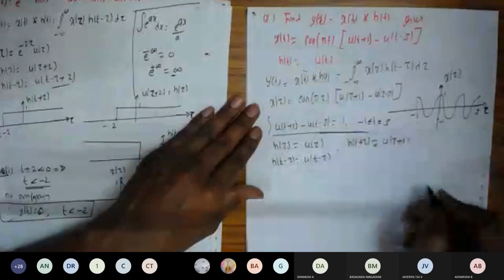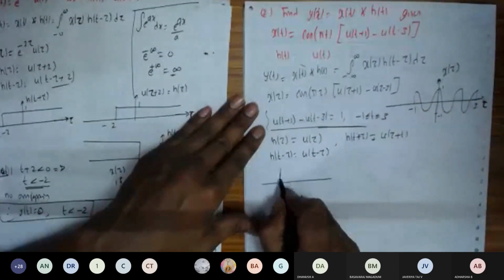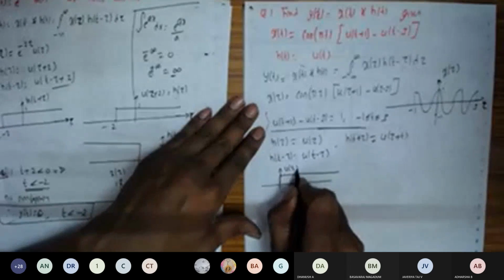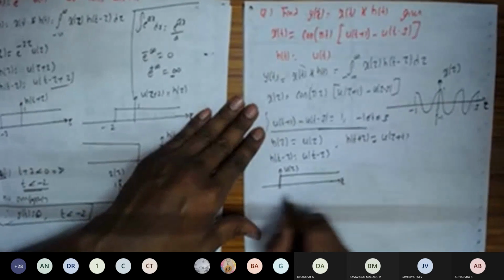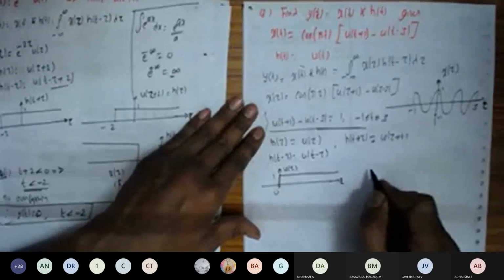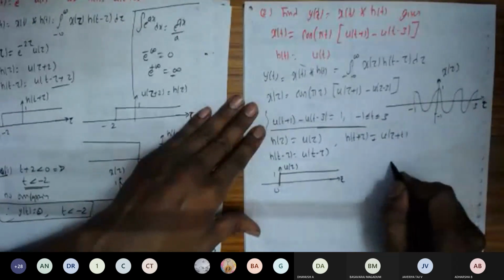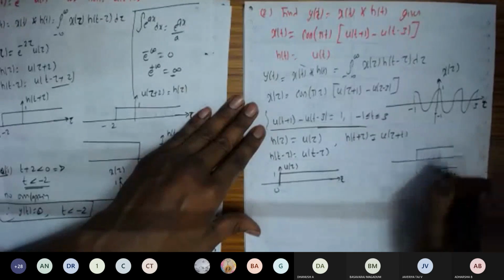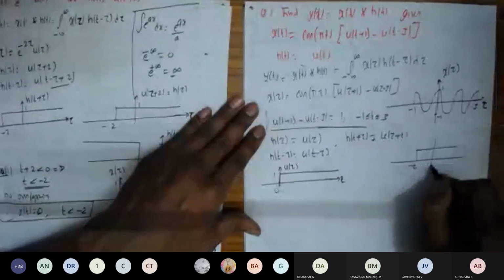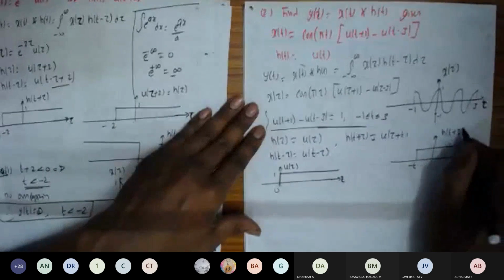So first u of tau is there. So let me plot u of tau. So u of tau is nothing but from t is equal to 0 to infinity. So u of tau plus t means it will be shifted towards the left side here. Already we know that one. So from minus t, it will be shifted here. We don't know the value of that one. So this is h of t plus tau.